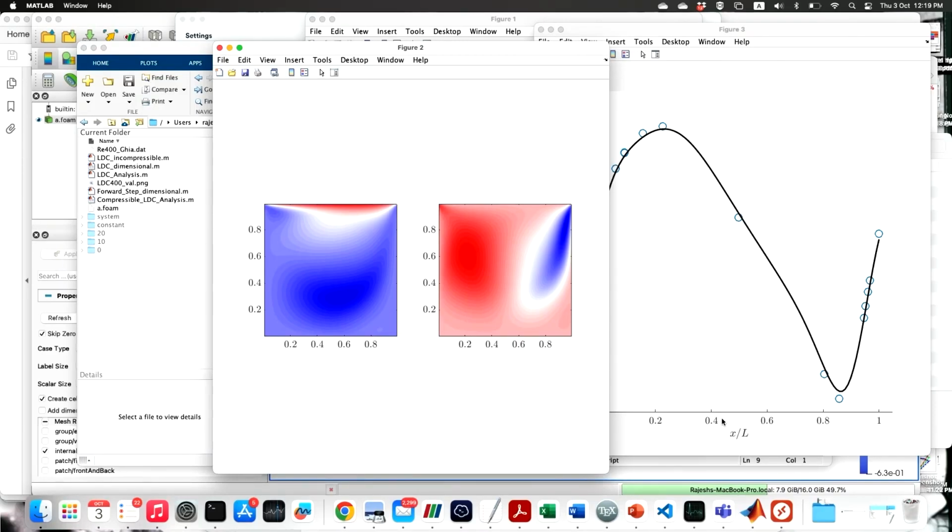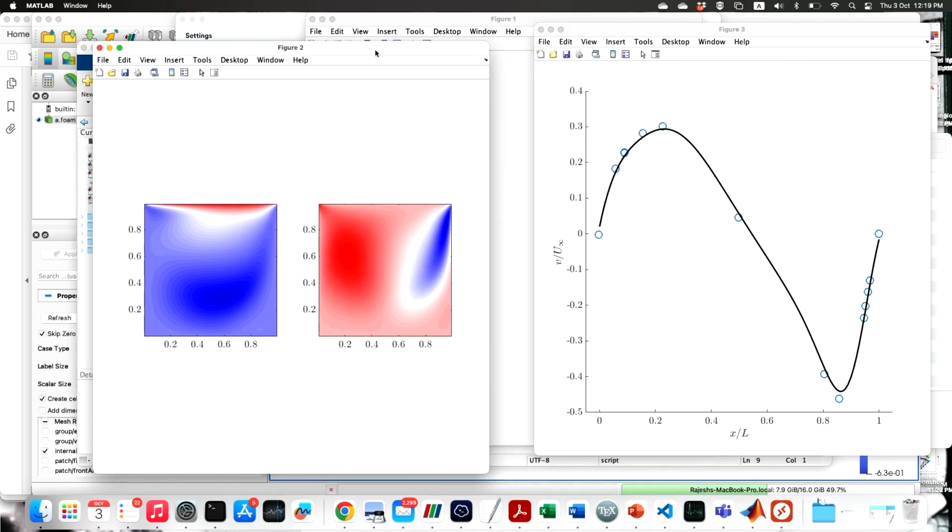And what I am doing here is that the blue points that you see are from the simulations in a paper authored by Ghia and Shin, a 1982 paper in JCP. This is a very famous paper. I have given the reference to that paper in our slides.